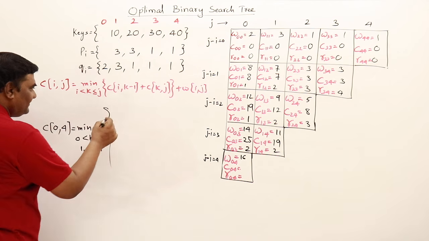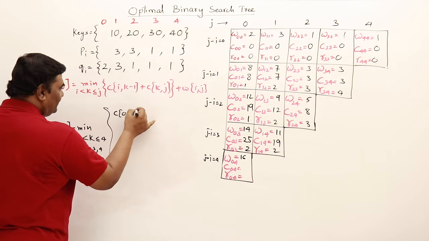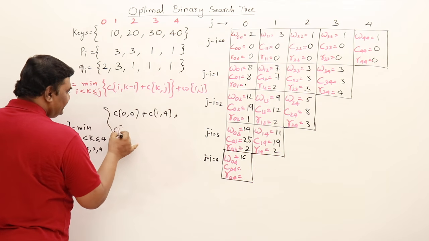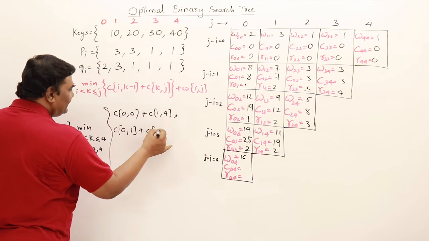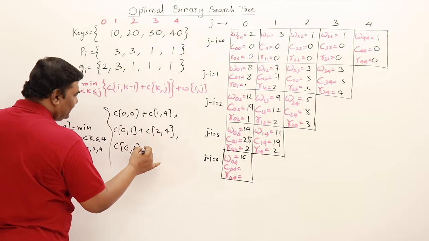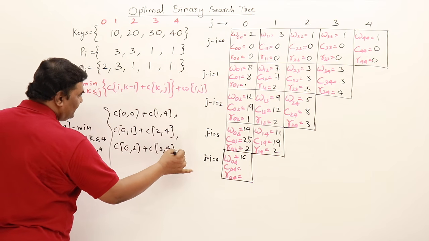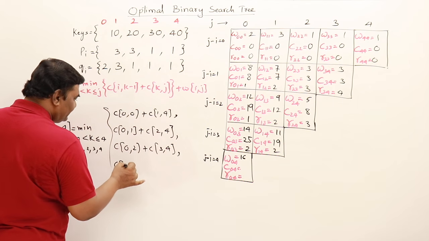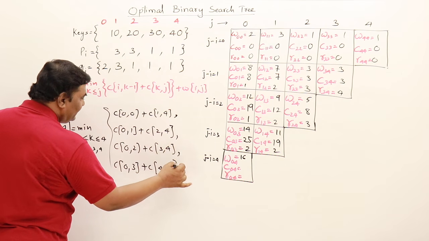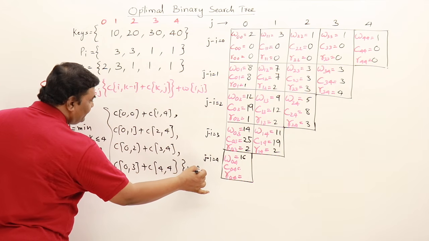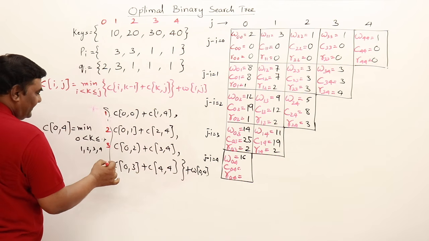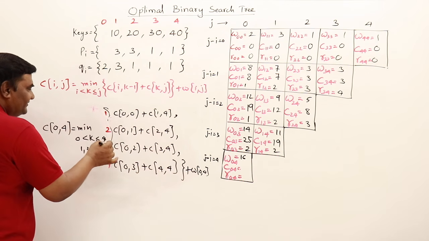In this formula, I should try out all. So first will be C of 0, 0 plus C of, this is 0 now, so what is 1, 4, right? C of 0, 1, then this will be 2, 4, okay? Then this is C of 0, 2 and C of 3, 4, then C of 0, 3 plus C of 4, 4, right? Then plus weight of 0, 4. Here I have taken the k value as 1 and 2 and 3 and 4, right? So let us put the values and get the answer.